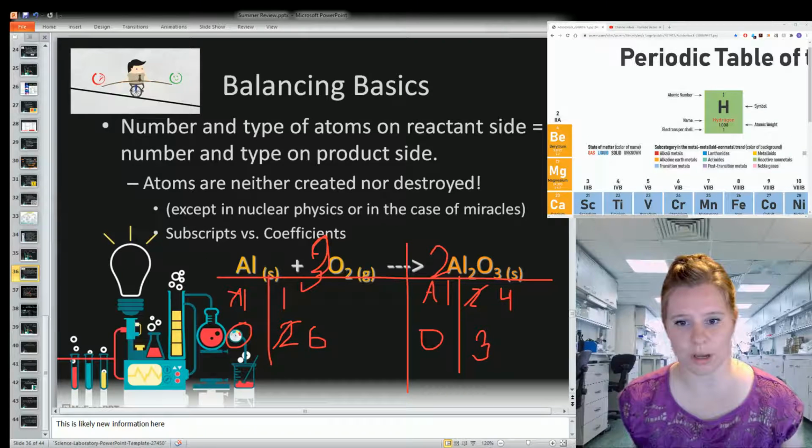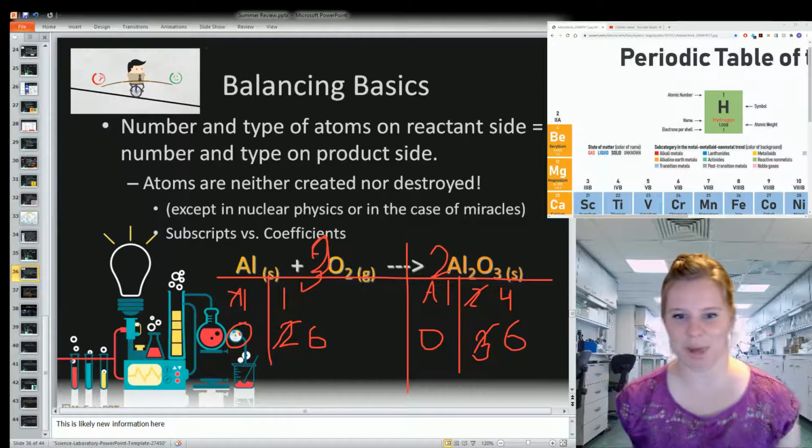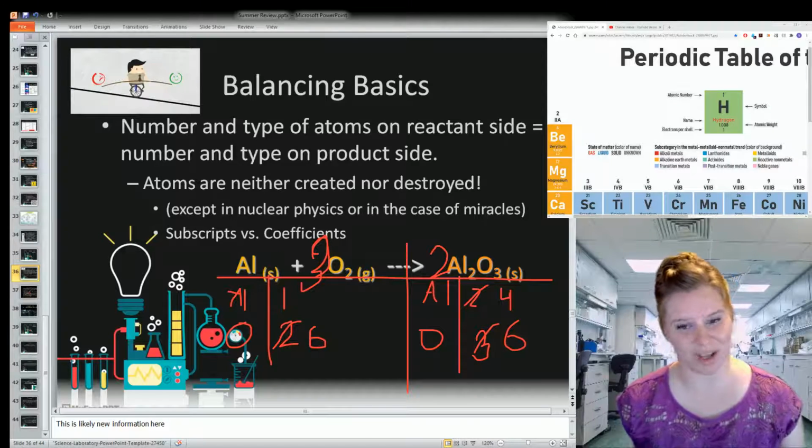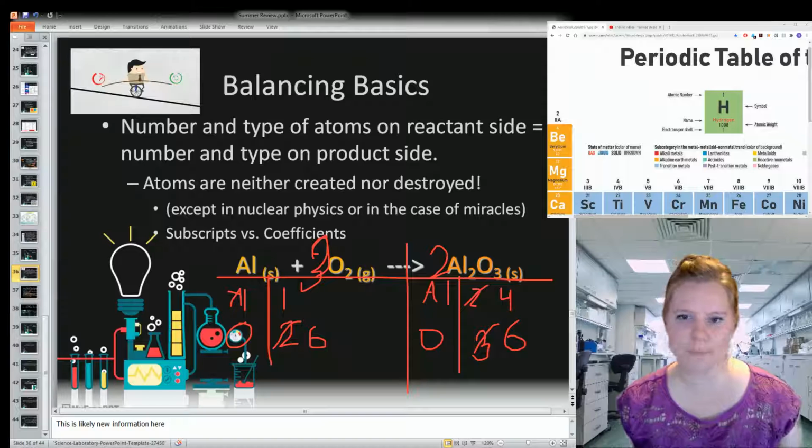For oxygen, 2 times 3, I now have 6. So the good news is we balanced oxygen. The bad news is aluminum is still not balanced. But it should be a really easy fix because aluminum is by itself over here.